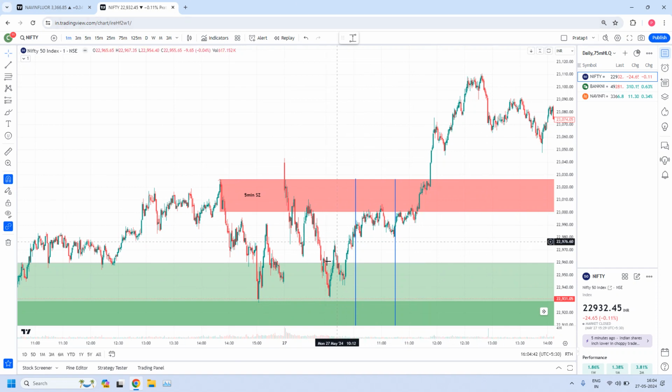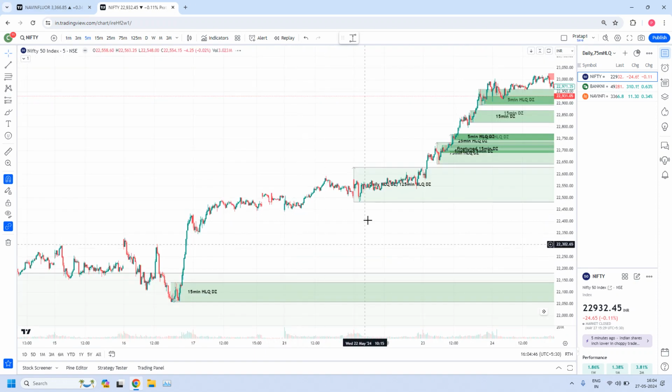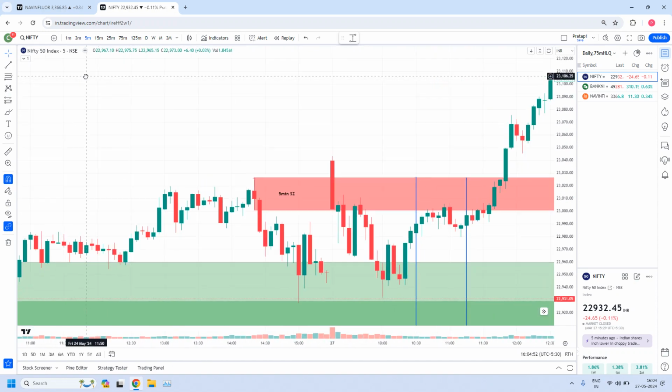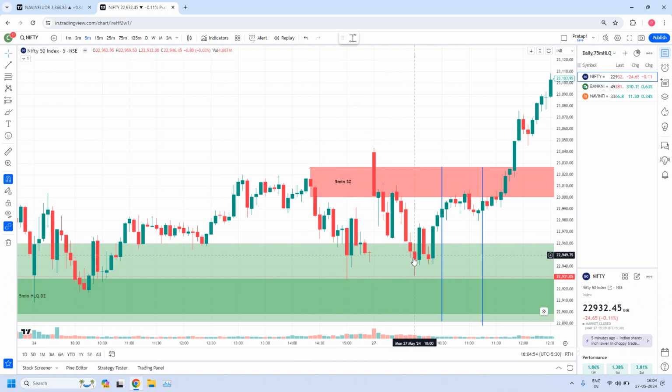So go to the 1 minute time frame. This is the 1 minute time frame. First let me show you in the 5 minutes time frame. This is the 5 minutes demand zone, high liquidity demand zone. And here in this candle, we got the entry today at 10 o'clock candle, 10 o'clock 5 minutes candle, we got the entry here. And then prices moved up.